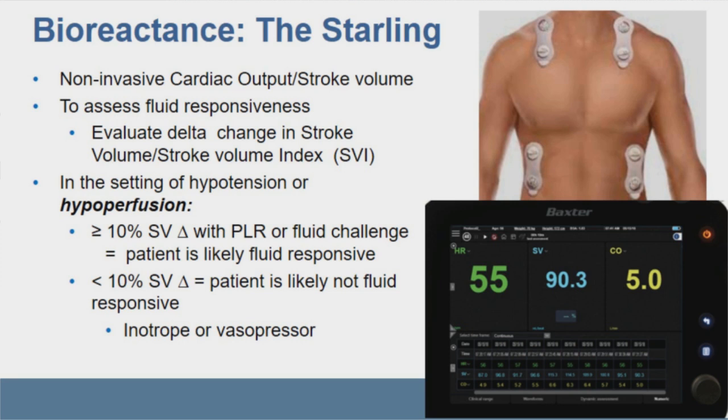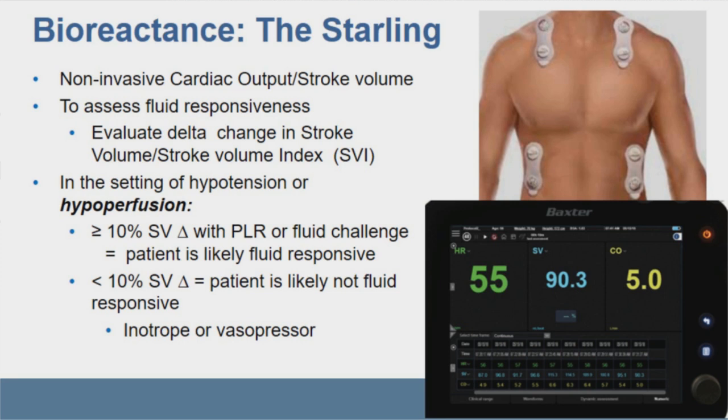So it's used in the setting of hypotension or hypoperfusion, looking for a 10% delta change in the stroke volume with either a passive leg raise or fluid challenge. That means your patient is accepting the fluid. If you give a PLR or a fluid challenge using small aliquots of fluid, in the trial it was 500 ml, and there's less than a 10% change in the stroke volume, the patient's not a fluid responder. Now it's time to move forward to inotropes or vasopressors.